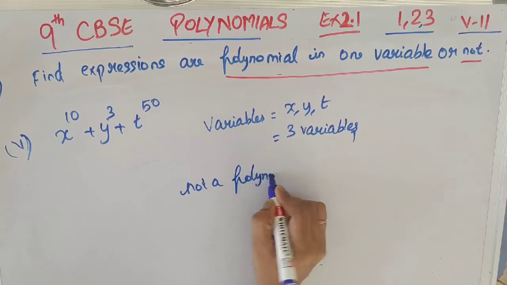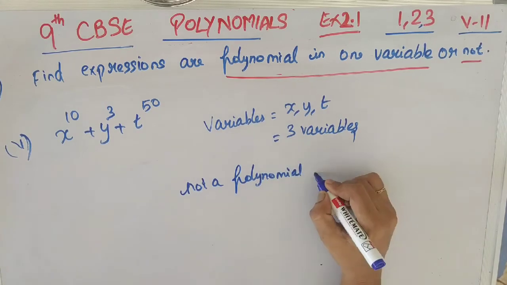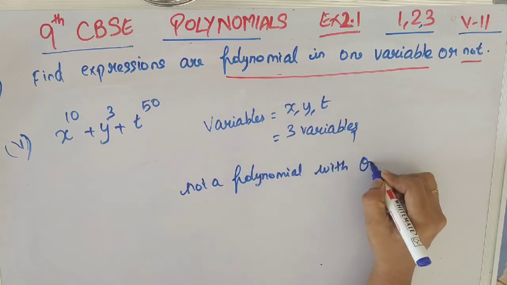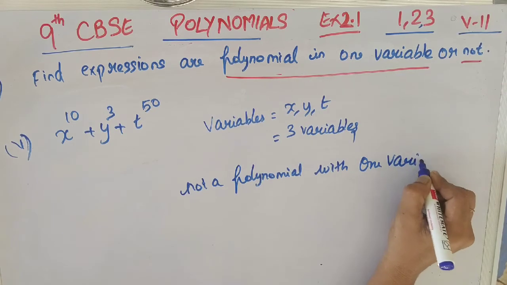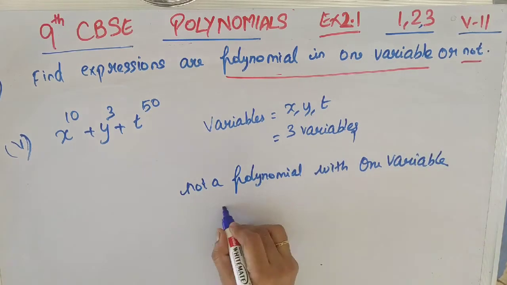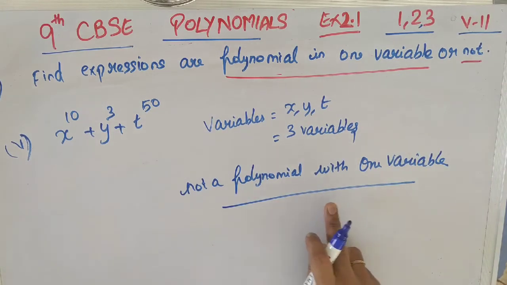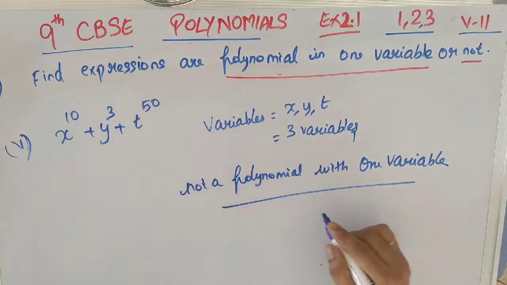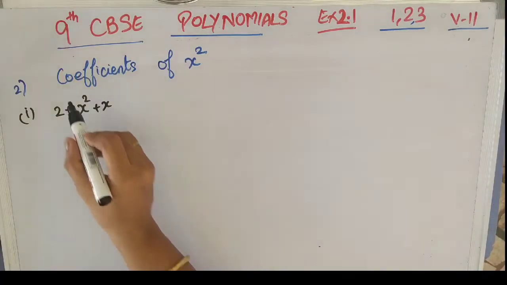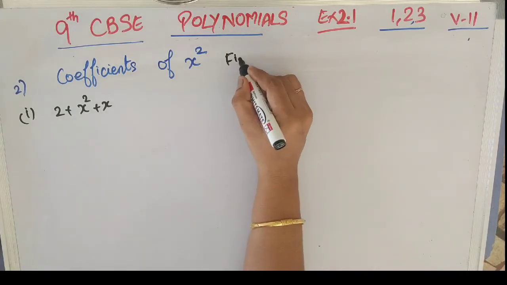Okay? The question is we have to check whether the polynomial is a polynomial with one variable or not. So this is not a polynomial with one variable. This is a polynomial with 3 variables. Clear? X, y and t are 3 variables. Clear? Now let's go to the second question.